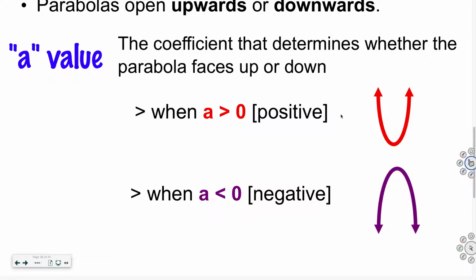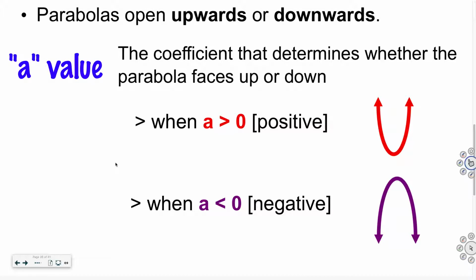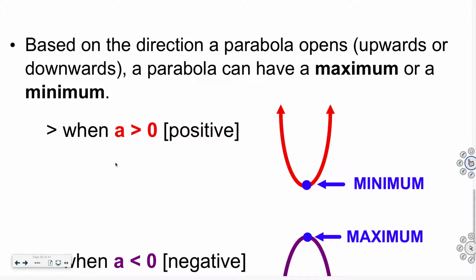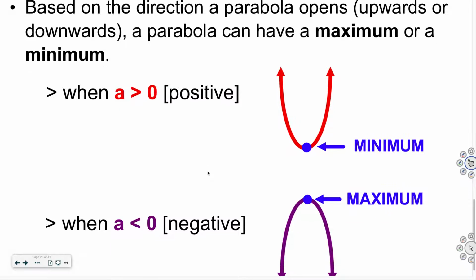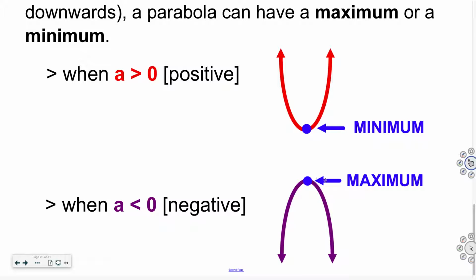So if A is positive, it's going to open up. If A is negative, it'll open down. A can't be zero. It has to be either positive or negative. If A is positive and it faces up, then it'll have a minimum. If A is negative and it faces down, it will have a maximum, like gravity problems where a ball goes in the air, reaches some max value, and comes back down again.